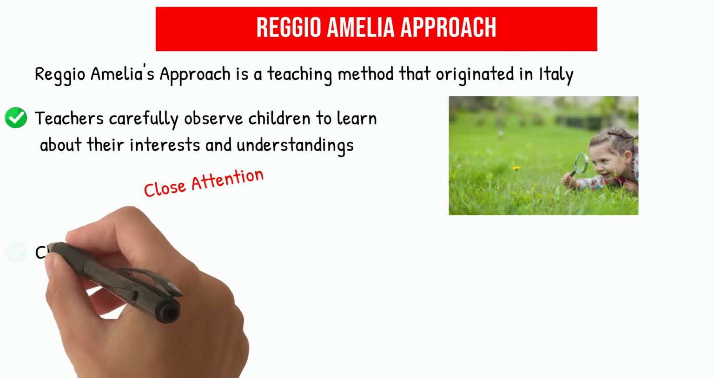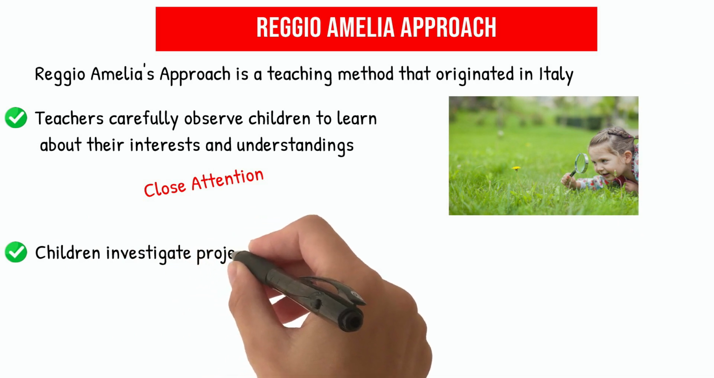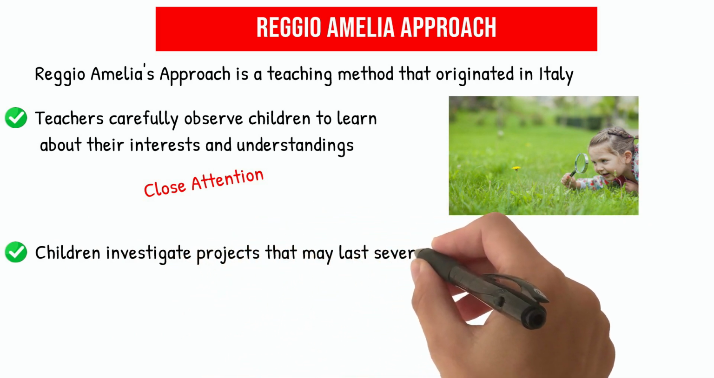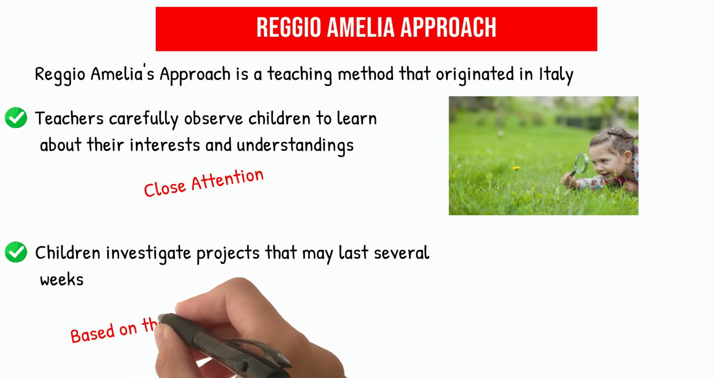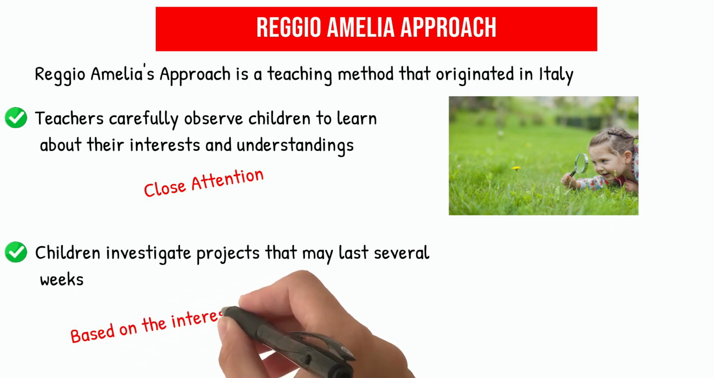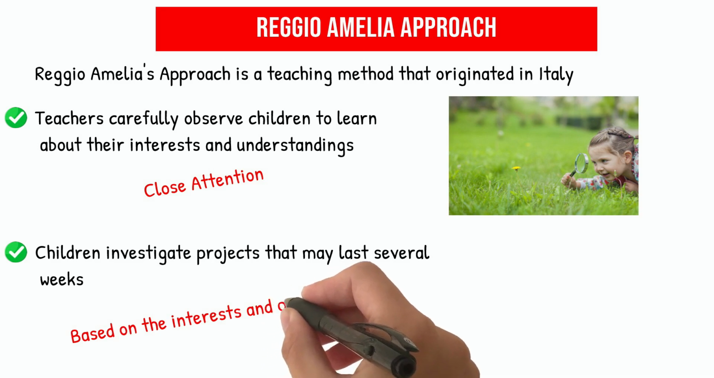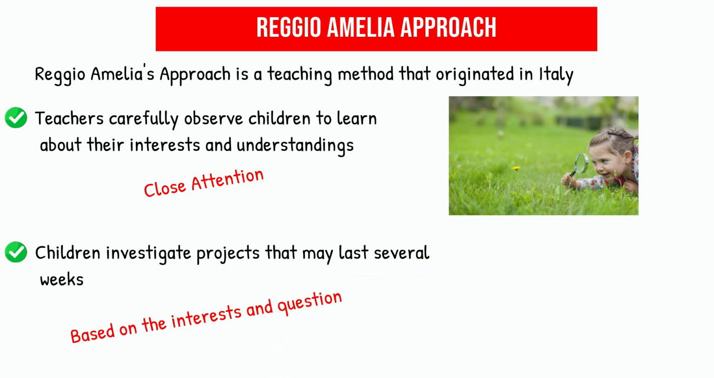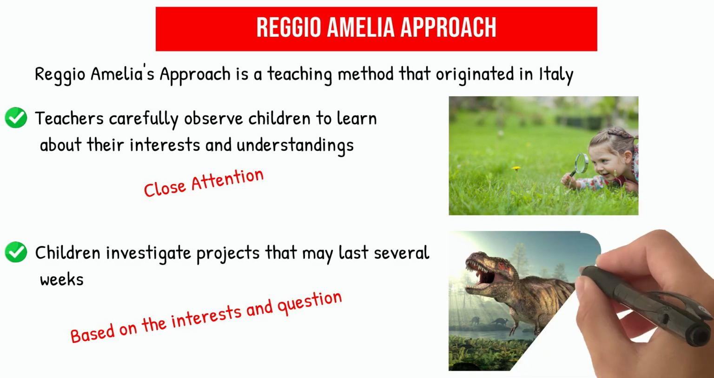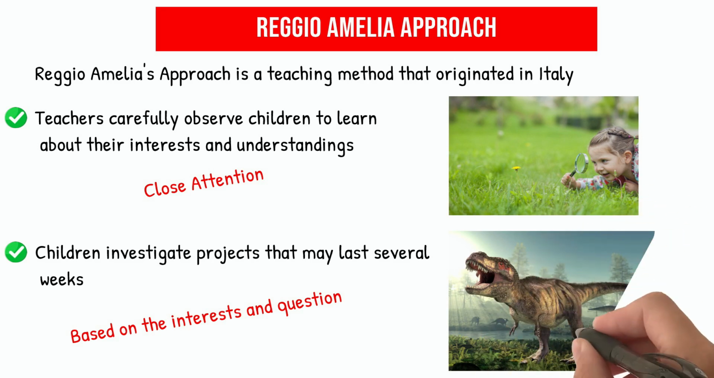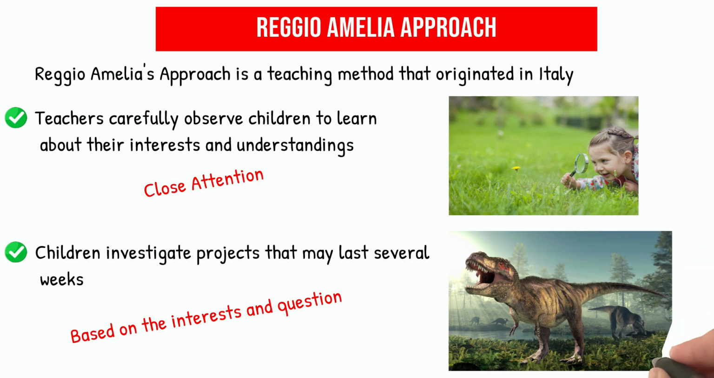2. Secondly, children investigate projects that may last several weeks. These projects are based on the interests and questions that the children have, and they involve hands-on, experiential learning. For example, if a child is interested in dinosaurs, they might work on a project that involves researching different types of dinosaurs, creating their own models, and learning about the environment in which dinosaurs lived.